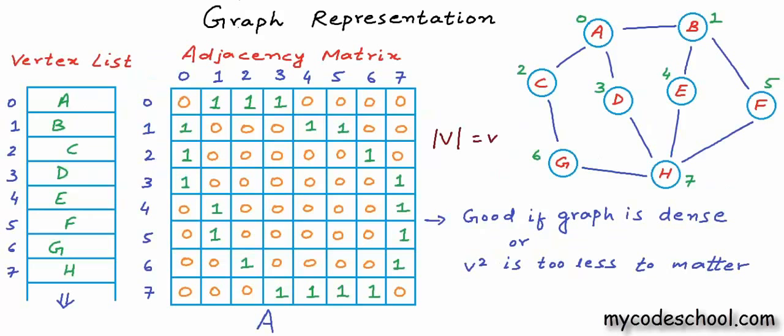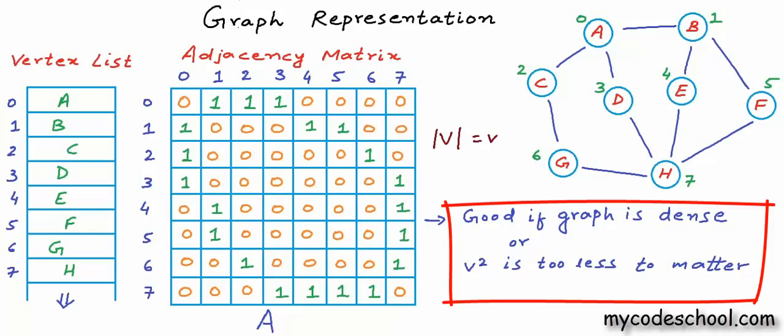Adjacency matrix is good when a graph is dense. That is, when the number of edges is close to the square of the number of vertices. Or sometimes when the total number of possible connections, that is V square, is so small that wasted space would not even matter. But most real-world graphs would be sparse and adjacency matrix would not be a good fit.